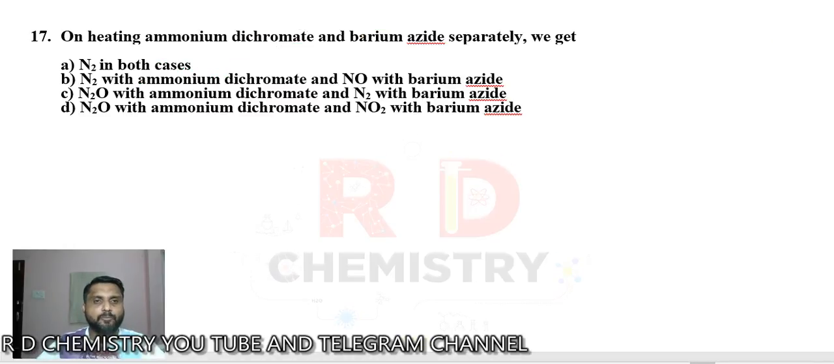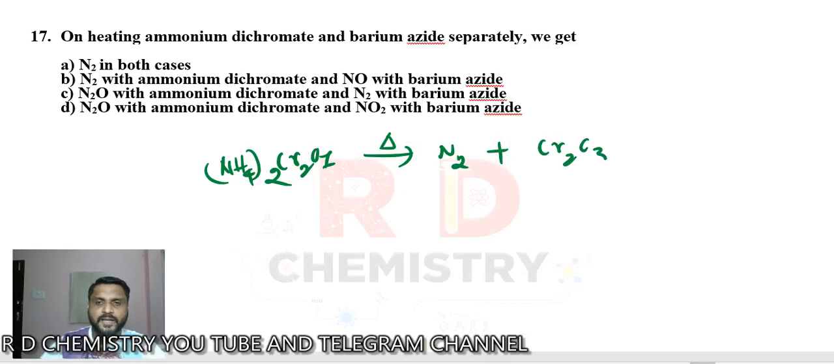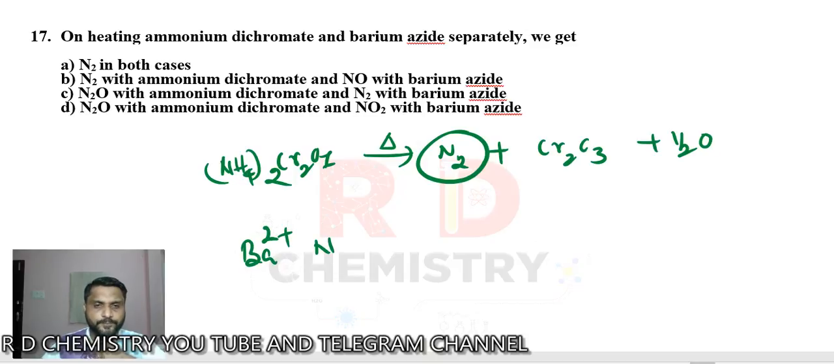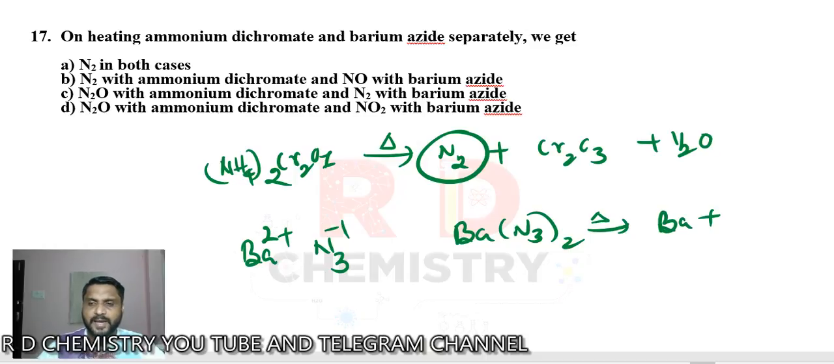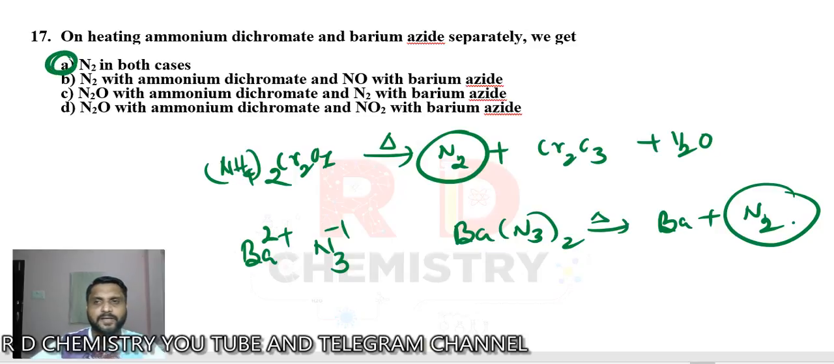Question number 17. On heating ammonium dichromate and barium azide separately, what do we get? Ammonium dichromate, NH4 and dichromate Cr2O7 2 minus, interchange the valencies. On heating this one, you get nitrogen gas, chromium oxide and water. Okay, right. So nitrogen gas is obtained. Next one, we have azide. They mention barium azide, barium 2 plus and azide N3 minus. So if I write Ba(N3)2 and heat it, we get barium metal and nitrogen gas. So in both cases nitrogen gas is liberated. So the answer is option number A. Clear?